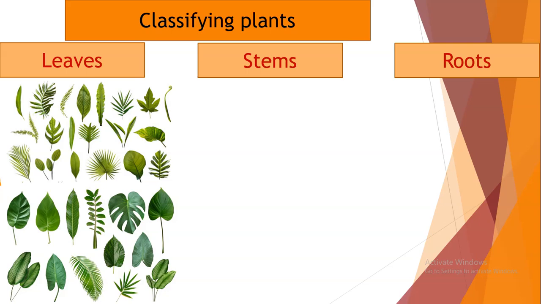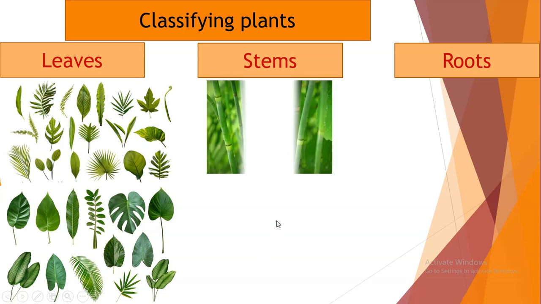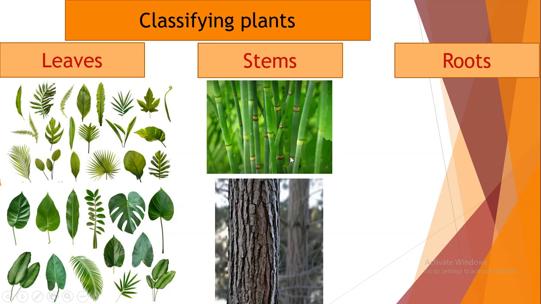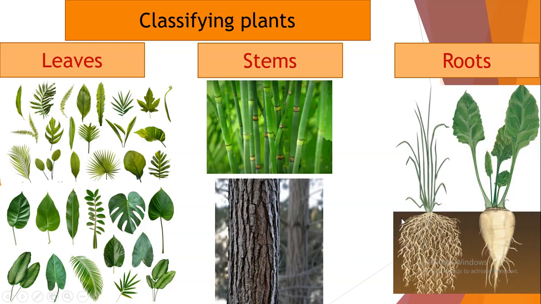As you can see, these are many types of leaves, different kinds of leaves. They have different traits, right? Like different shapes, different sizes. What about these stems? Are they the same? Of course not. They are so different. What about these roots? They are different too. So, scientists classified plants according to the different traits of their leaves, stems, and roots.